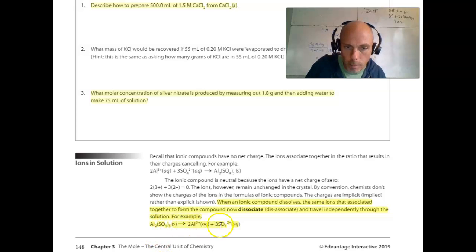What we see down at the bottom, and we'll be writing a lot of these later, is what's called a dissociation equation that accounts for the fact that when a solid is dissolved in water, its ions dissociate from each other and are independent of one another, which is why we see the plus sign in there. So this reflects aluminum ions and sulfate ions dissociated from one another when aluminum sulfate has been dissolved in water.